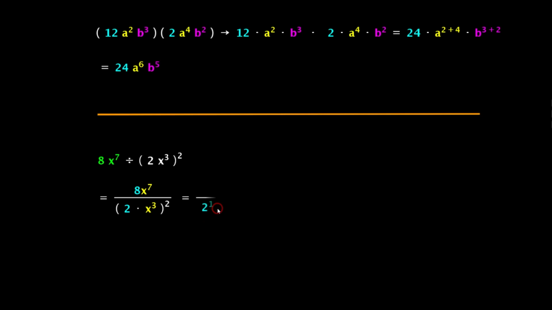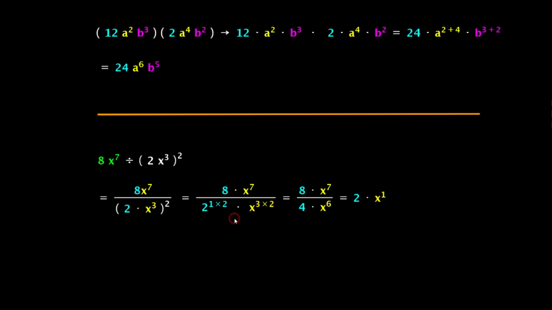Now we keep the top as it is, we just write it as a factor: 8 times x to the power of 7. This value, we have to take the parentheses out. When we do that, it's going to be 2 to the power of an invisible 1 times 2, inside times outside exponent, x to the power of inside times outside exponent. And the final simplification is 2 to the power of 2 is 4, x to the power of 3 times 2 is 6. Now the 8 gets divided by the 4, which is a 2. x to the 7 gets divided by x to the 6 is x to the power of 7 minus 6, which is x to the power of 1.